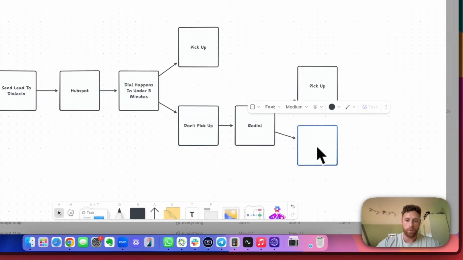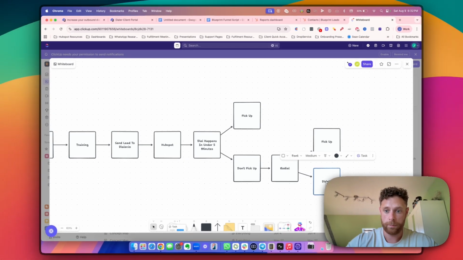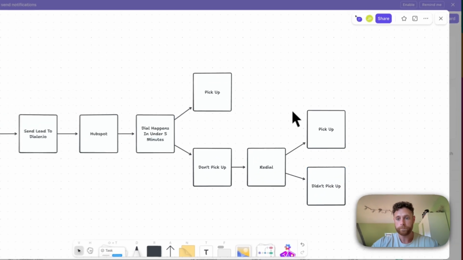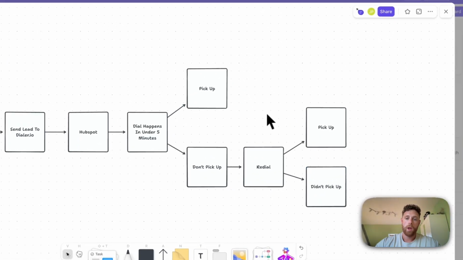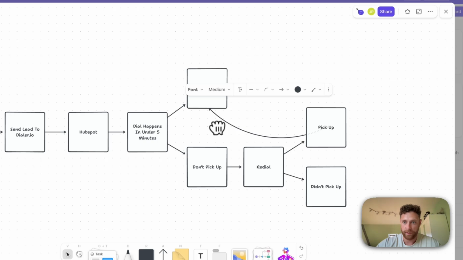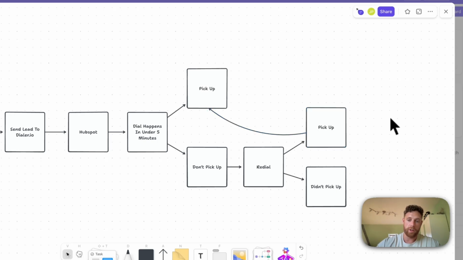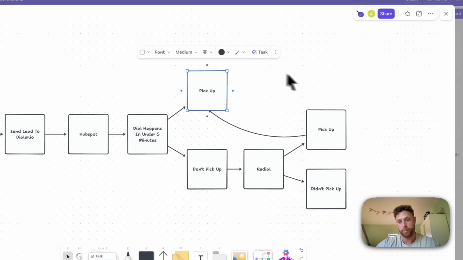So pick up, and then we have did not pick up. So we have pick up, did not pick up. Now, if they pick up, we're just going to send this guy back over here. I'm going to drag this little line down to the bottom so it's easier to visualize, and then we're going to drag this right here. So essentially, if they pick up on a redial, we're going to go back up here, and the reason I'm connecting here is because then we're going to go from here, okay?